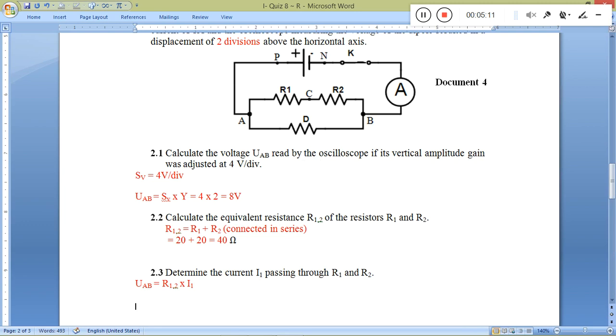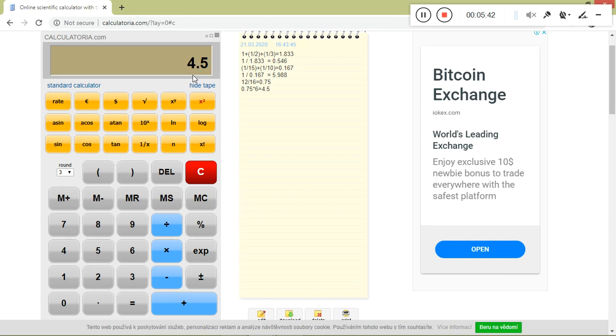Now we need I1, so I1 equals U over R. The voltage is UAB, which is 8 volts, over the resistance R12, 40 ohms. 8 volts over 40 ohms is 8 over 4, which is 0.2 amperes. Okay, let's make sure. 8 divided by 40, of course, it is 0.2. Yes.